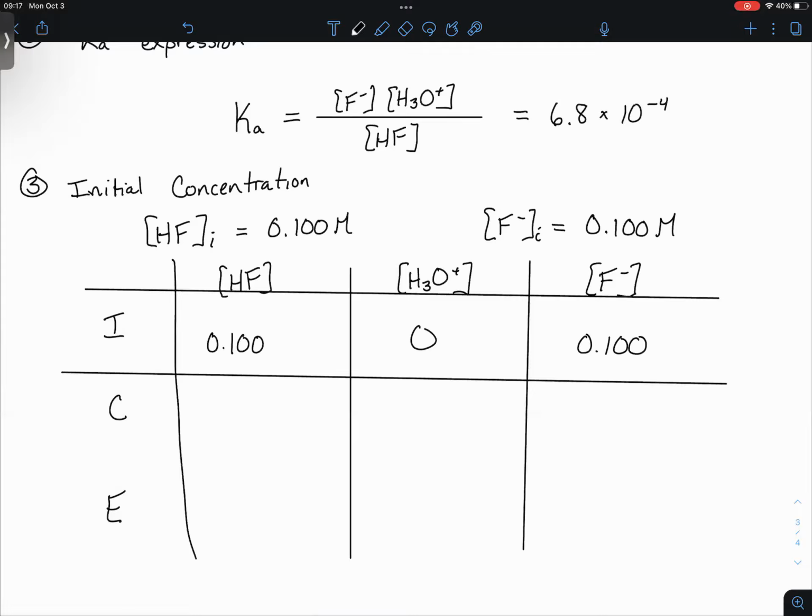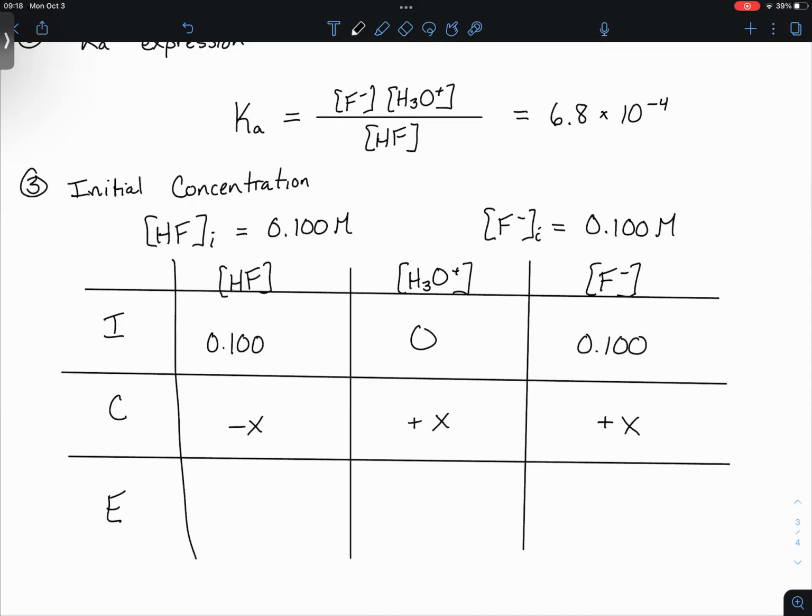I don't have any of my hydronium ion, because the way that this solution was prepared was you actually took some hydrofluoric acid and some fluoride ions and mixed them together to create your solution, right? So initially, these are my two concentrations, even before any reaction has occurred. Now what's going to happen is, again, I'm going to be consuming my reactants, and I'm going to get the same amount of product that's produced.